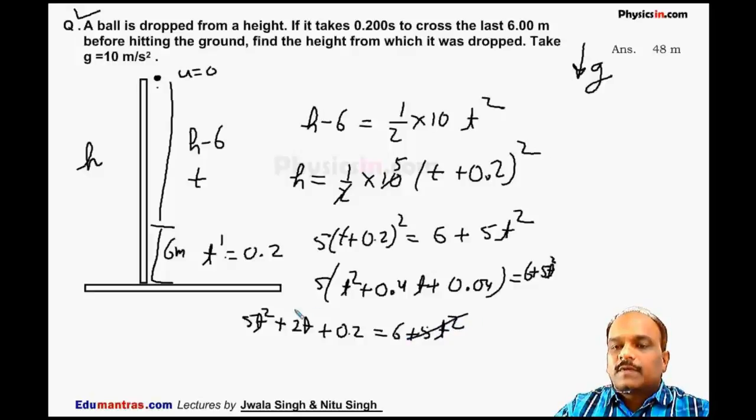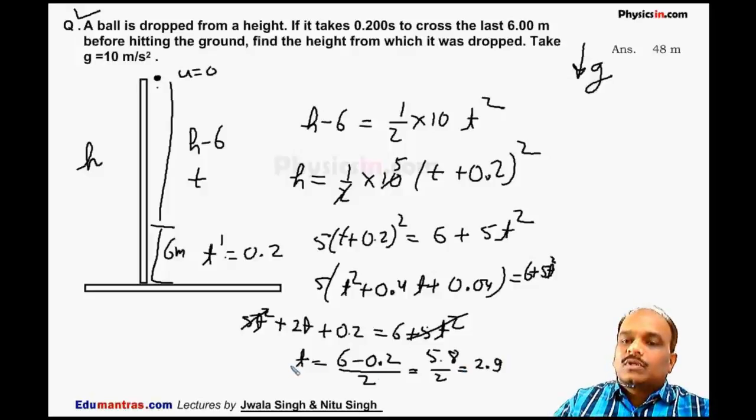So from here the 5t square and 5t square will vanish, and we get t equal to (6 minus 0.2) divided by 2. So it is equal to 6 minus 0.2, which is 5.8, divided by 2, which is equal to 2.9. So the total time is 2.9.